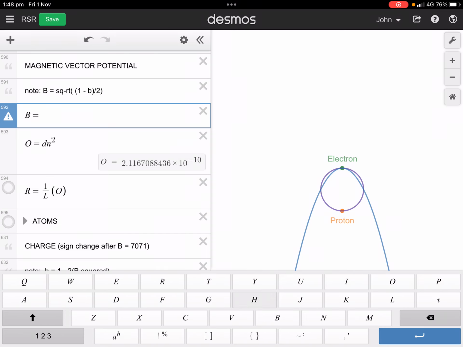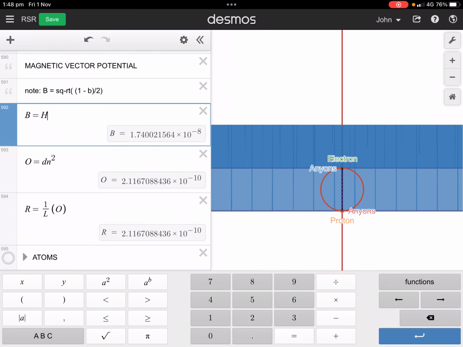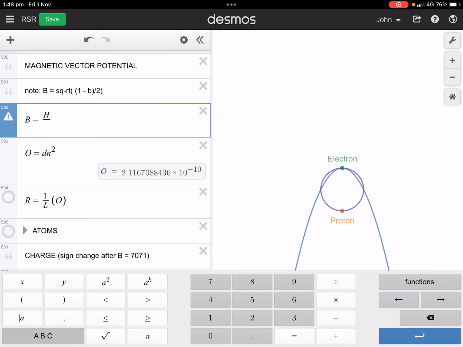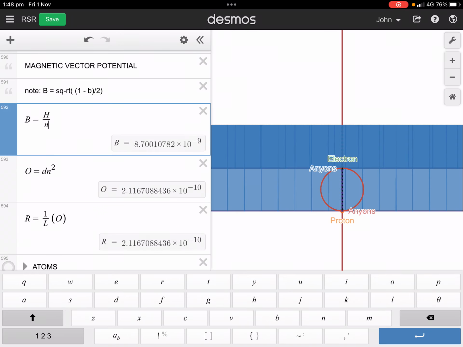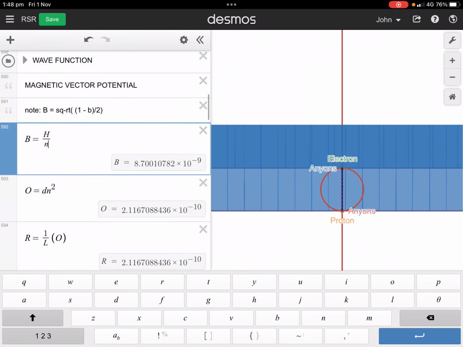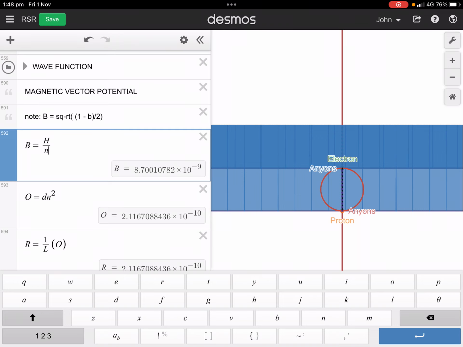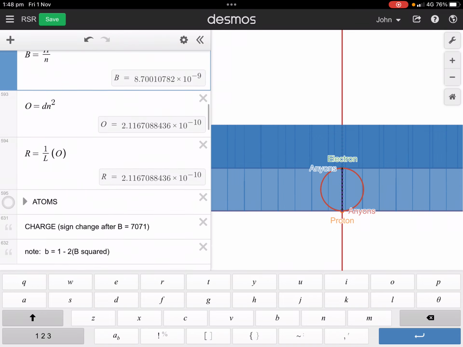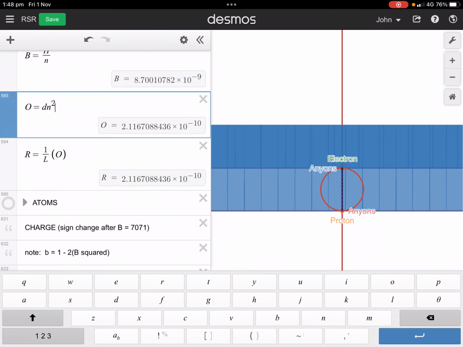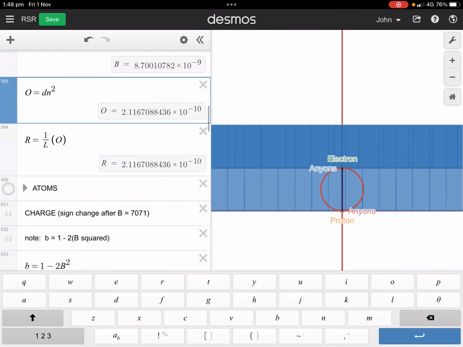is the radius of the hydrogen atom divided by n, and that's the magnetic vector potential, by the way. And then I put in the radius. That's actually level 2.